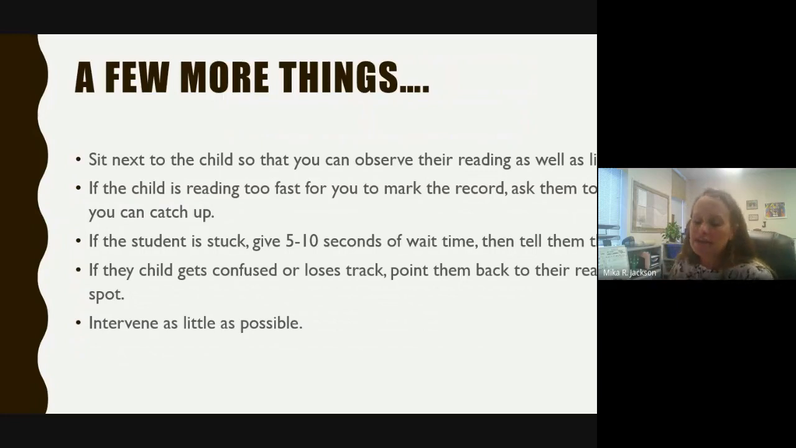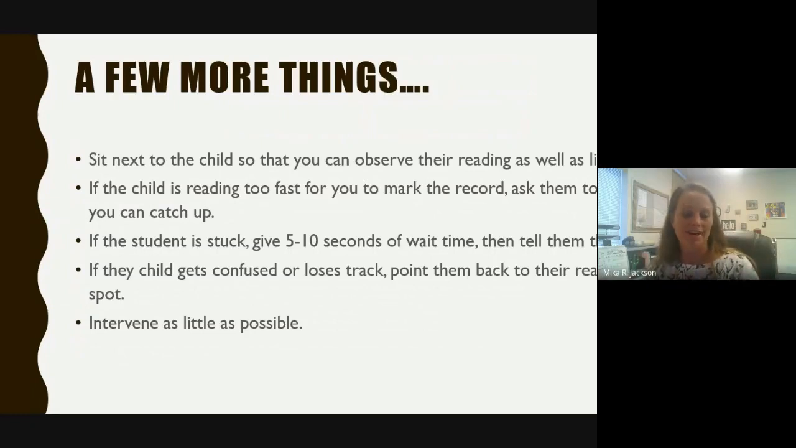Okay, a few more things. Whenever you're doing a running record, you want to sit next to the child side by side so that you can observe their reading as well as listen to them. I have done it across from the student. You're kind of upside down, but if it works okay that way, then that's fine. If the child ends up reading too fast for you and you have trouble marking the record, ask them to pause and cover the sheet and catch yourself up real quick and say, okay, let's start back right here. Make sure you stop your timer though, so that doesn't count against the student.